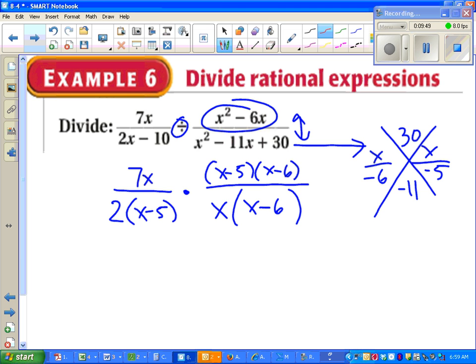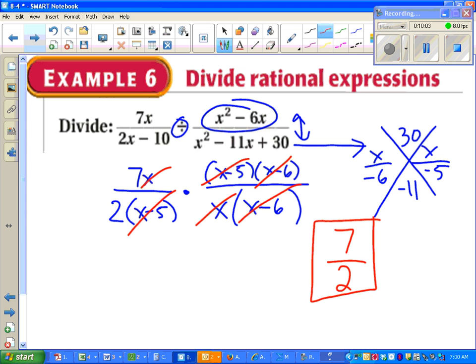Now it's just like the old problems. We look for things that cancel, x minus 6, x minus 5. One of the x's cancel. All we're left with on top is 7. All we're left with on the bottom is 2. So that big mess simplifies to just 3.5.